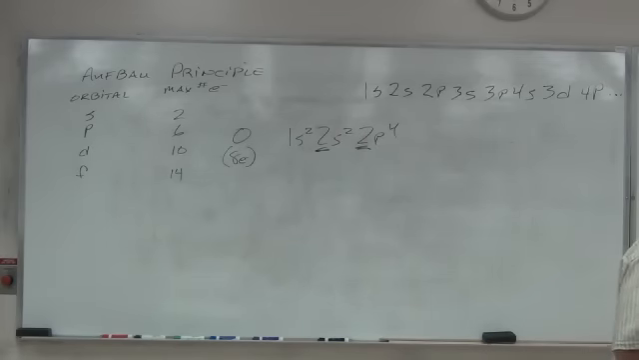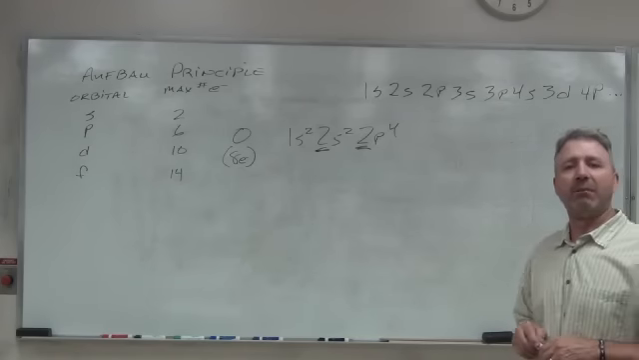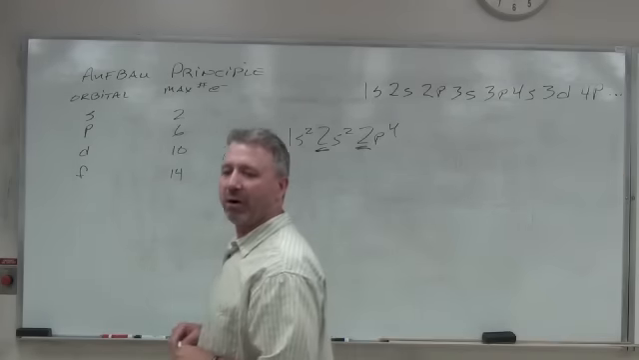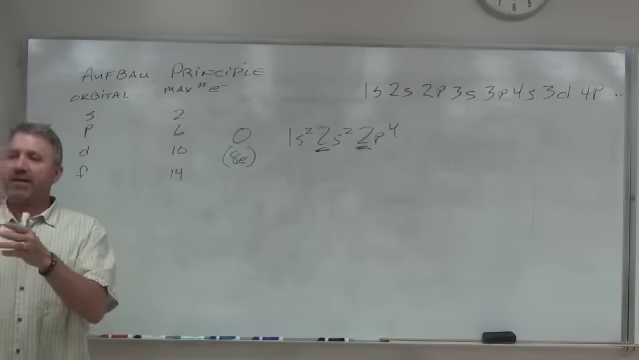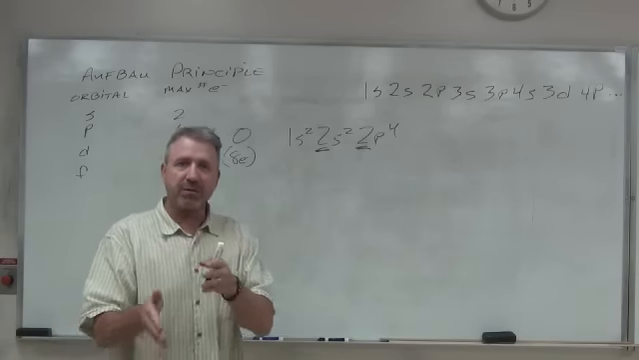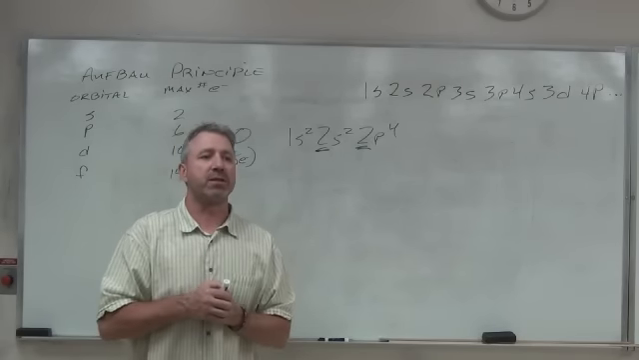Above nitrogen, write minus 3. Above oxygen, write minus 2. And above fluorine, write minus 1. These are the charges that elements in these groups want to take in their most stable form.